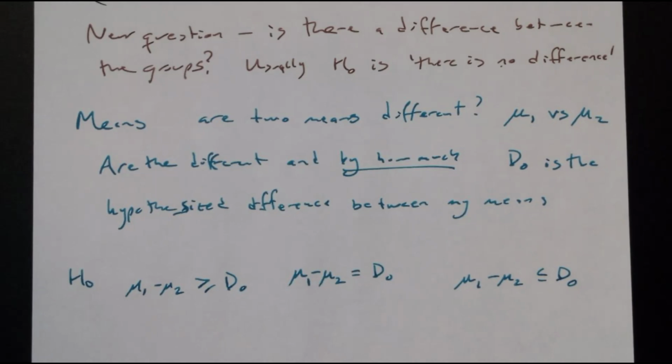This should look awfully familiar, because those are the same three ideas that we did with a benchmark. We had our average is less than or equal to some number, bigger than or equal to some number, or equal to that number. In this case, I'm not just looking at one mean, I'm looking at the difference between the two. For each of these, I should have an alternate hypothesis.